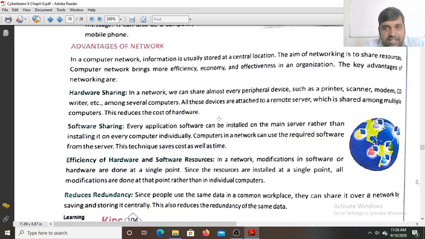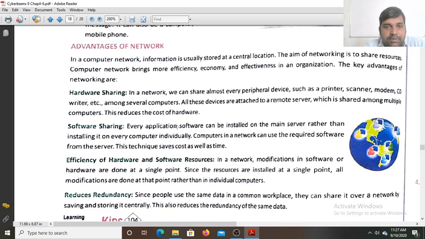So these devices are attached to a remote server, which is shared among multiple computers, and this reduces the cost of hardware. Yes, definitely. If you purchase 20 printers for 20 different computers, it will take more cost. But if you connect all the 20 computers and one printer over a small network, over a LAN, it will cost very less. Means your cost will be reduced to one tenth.